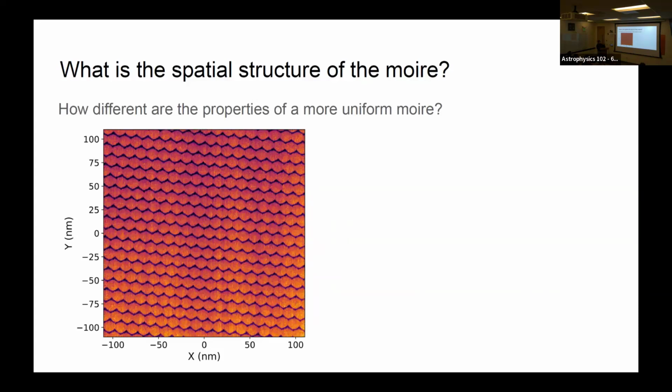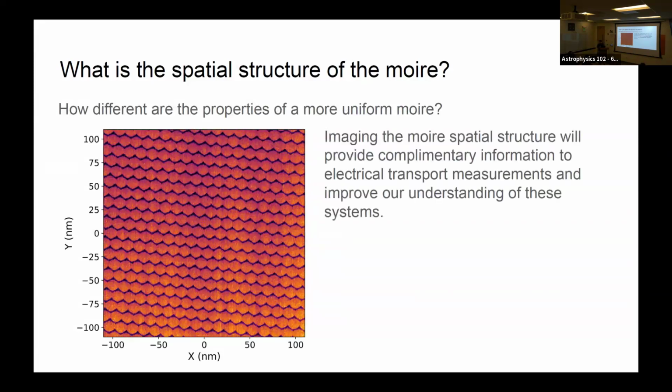I say more uniform just for the example, but if you look at the scale, this is a 2 micron image, this is a 200 nanometer scale image. But this is just the motivating idea. What I hope to achieve is that imaging the spatial structure of the moiré could provide complementary information to what we obtain from electronic transport. And using the combination, you could hopefully begin to understand new things about these systems.